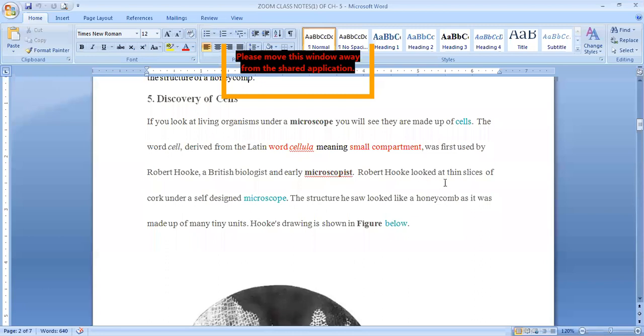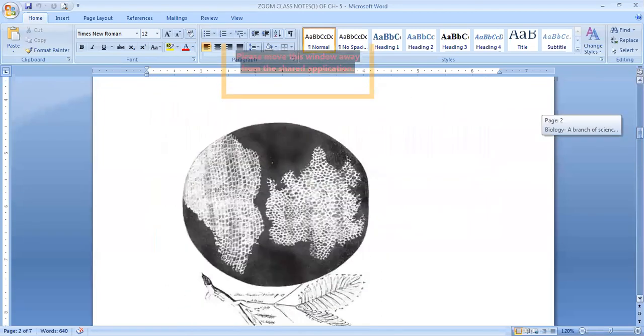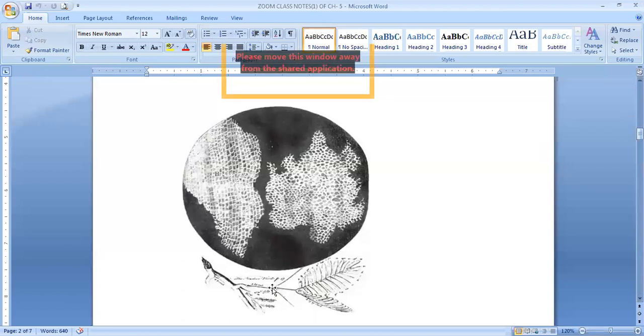Now Robert Hooke looked at a thin slice of cork, cork means bark of a tree, under a self-designed microscope. The structure he saw looked like a honeycomb, as shown in the figure. You can see in this figure that when you observe the cork or bark of a tree, it appears as a combination of hexagonal chambers. It appeared like this. You can see in the diagram.